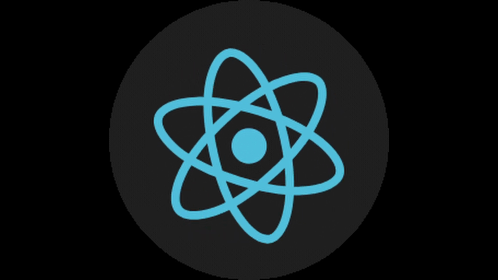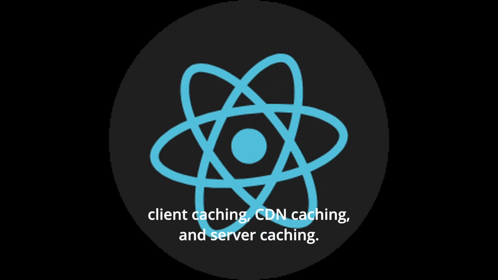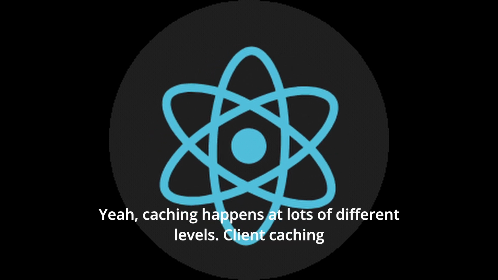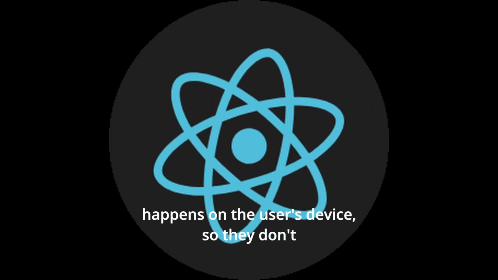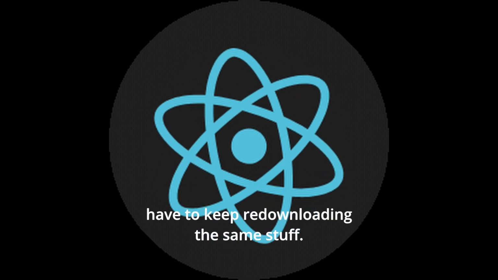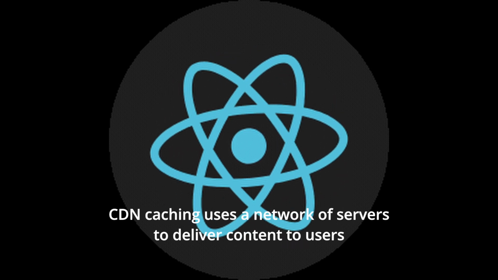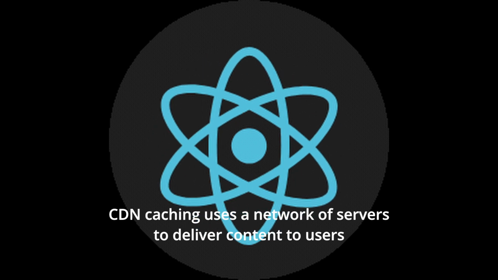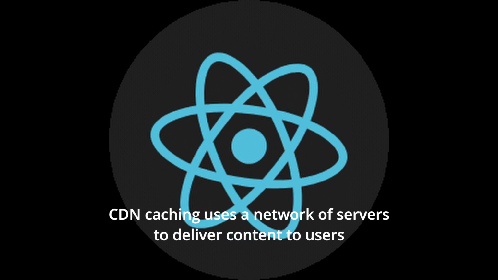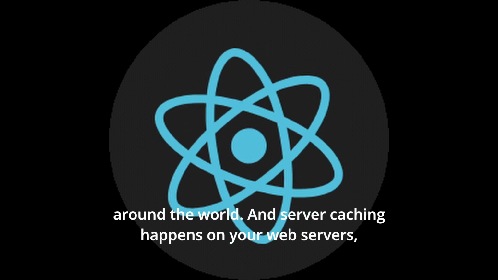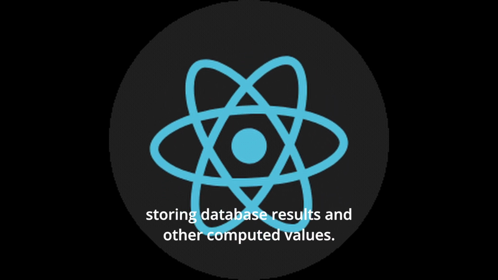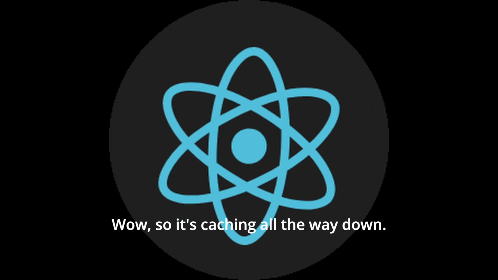But where do they fit in? I see things about client caching, CDN caching, and server caching. Caching happens at lots of different levels. Client caching happens on the user's device, so they don't have to keep re-downloading the same stuff. CDN caching uses a network of servers to deliver content to users around the world. And server caching happens on your web servers, storing database results and other computed values. Wow, so it's caching all the way down.